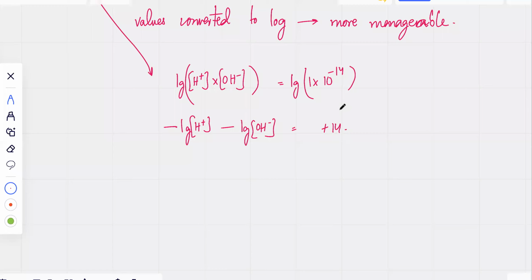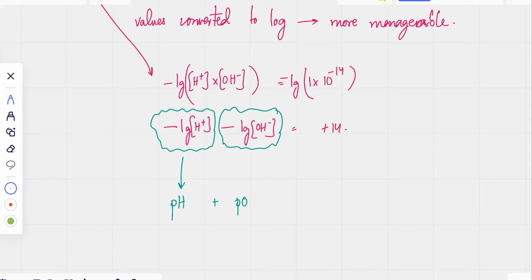So we bring in the negative sign only because we don't want negative values. Our concentrations are in decimals, so every time we take the log, it gives a negative value, and we multiply by a negative so that we always get a positive value. This is known as pH, the negative log of H plus 1 concentration. This is known as pOH, the negative log of OH ion concentration.